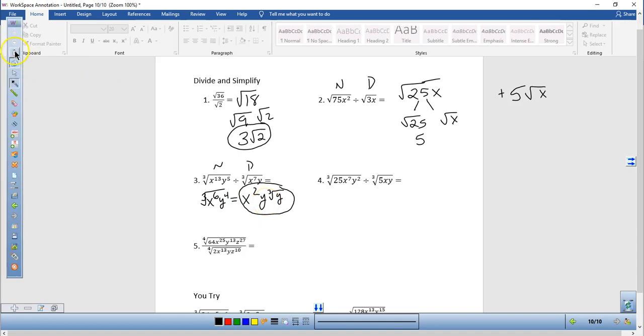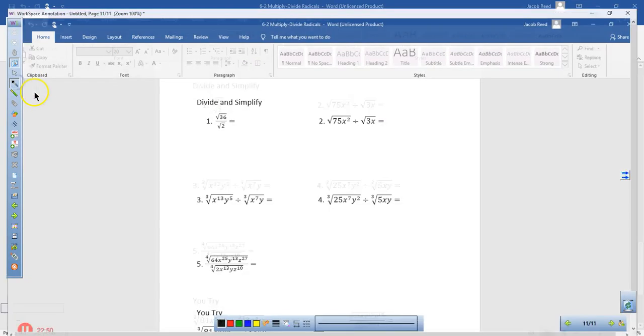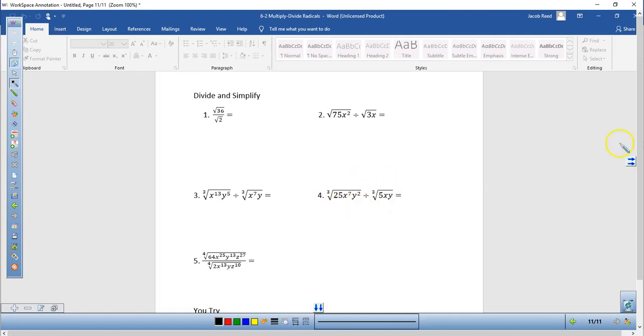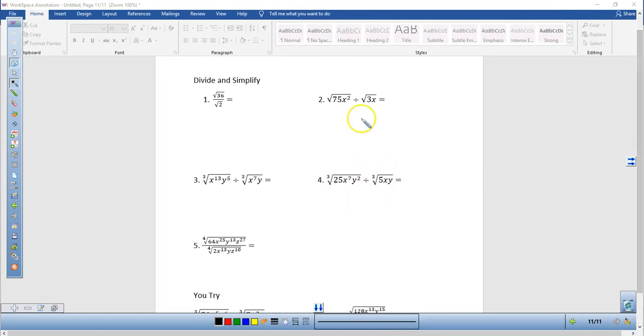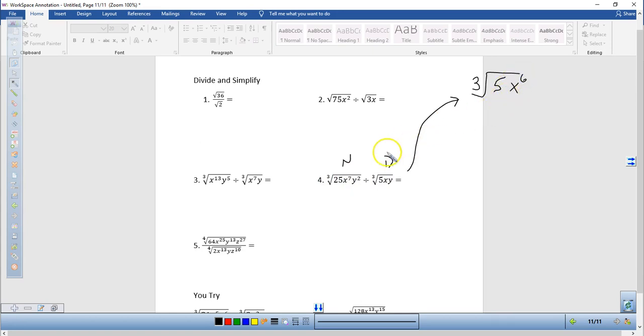I'll clear my page of these so I have a little more room to work out the others. Number 4, cube roots match, do our division, numerator, denominator. 25 divided by 5. That's 5. 7 and x, that's just 6. 2 and 1, that's just 1.